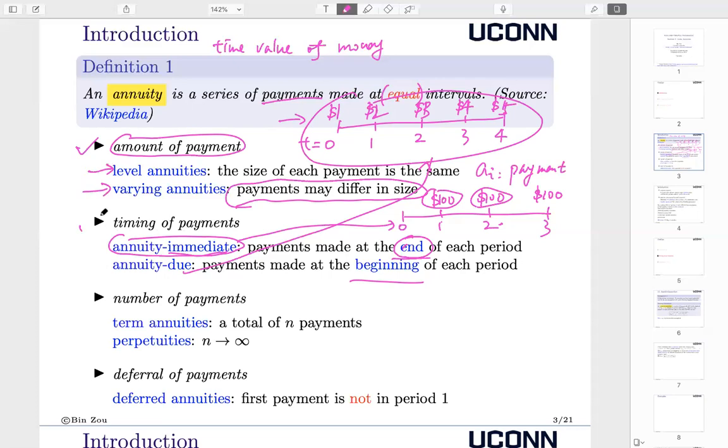Okay, check it out. The next one is the number of payments. If we categorize annuities by the number of payments, there are two categories. The first one is a term annuity. This is a sequence of finite elements. So let's say there are n payments. So far, the examples I gave you are all term annuities, right? Here you have either 4 or 5 payments. Here you have 3 payments. They are finite. There is a second case, which we call perpetuities. This is the case that the number of payments is infinite.